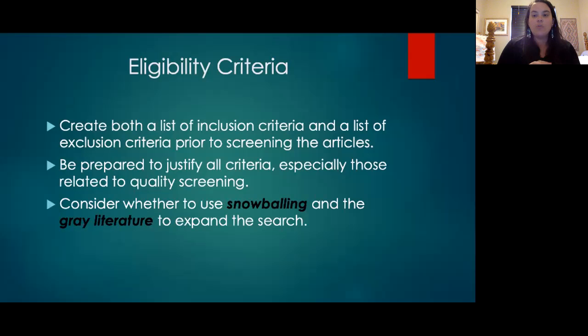So snowballing is looking up articles cited by eligible articles in order to identify new sources that might be relevant but not widely indexed. So when you get a whole bunch of good articles that fit your criteria, you might see what they cited and see if those articles meet your criteria. And gray literature is something important to consider, and it's not peer reviewed. So that might be a dissertation that you cite or a master's thesis. But gray literature sometimes is part of the exclusion criteria as well.